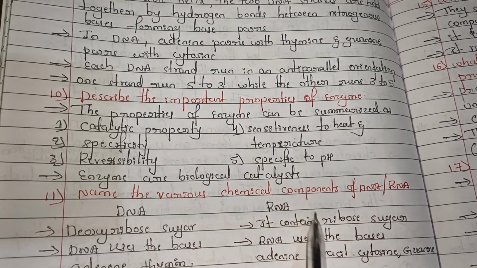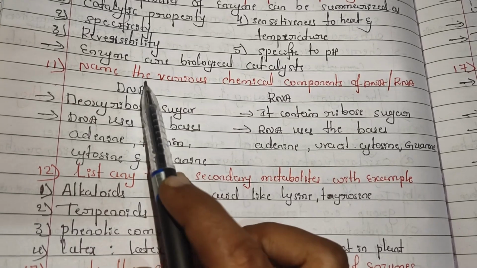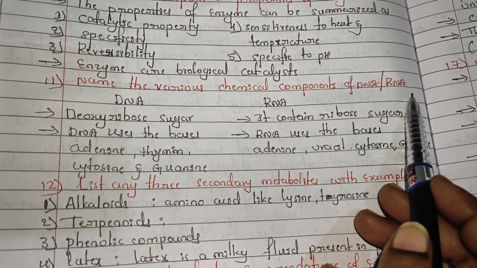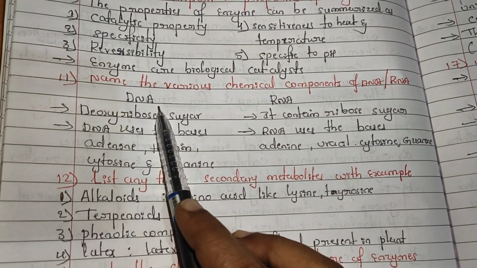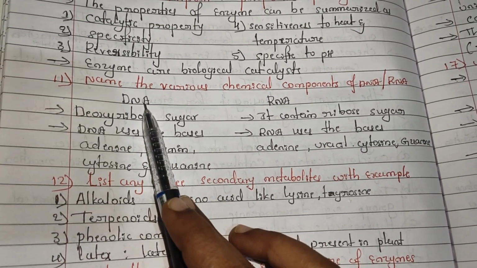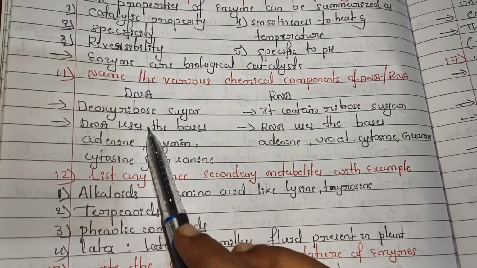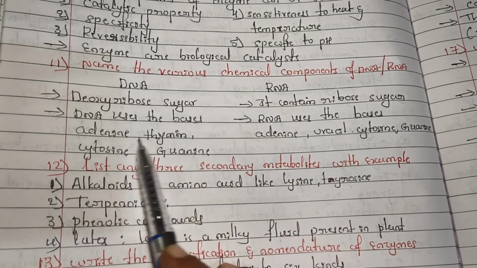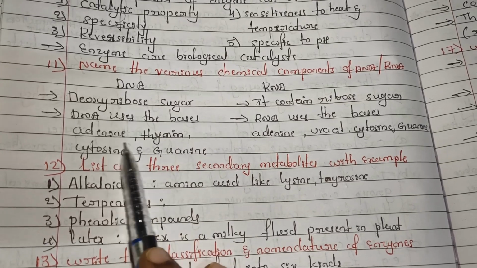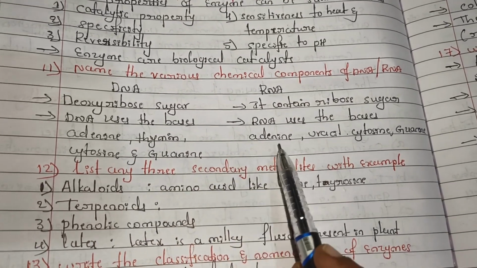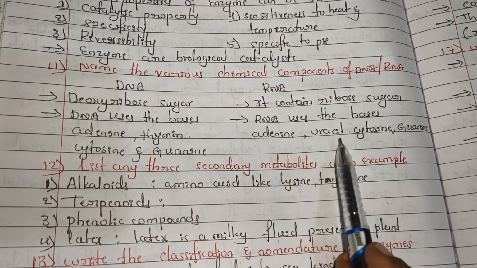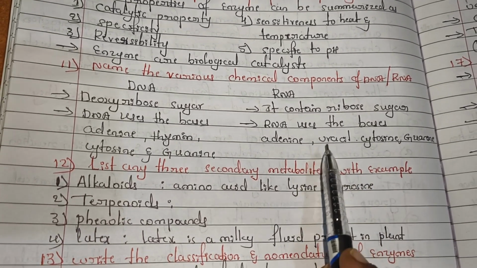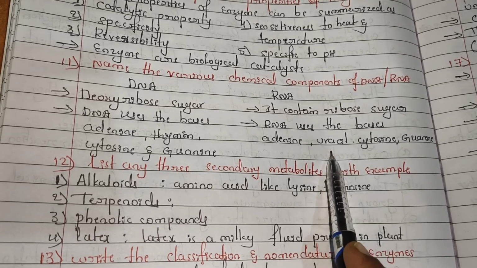These are the important properties, you can refer to them. Next, name the various chemical components of DNA and RNA. In one column you have to write DNA, in another column RNA. DNA has deoxyribose sugar, RNA has ribose sugar. DNA uses the bases adenine, thymine, cytosine and guanine. In RNA they use adenine, uracil, cytosine, guanine. In place of thymine they use uracil.